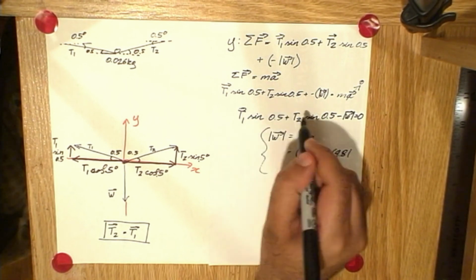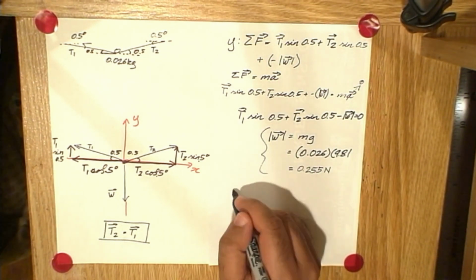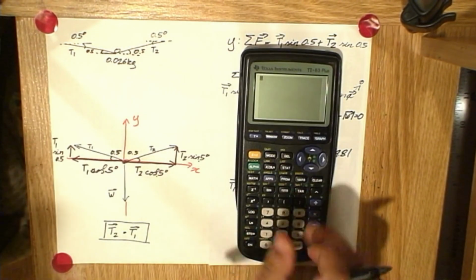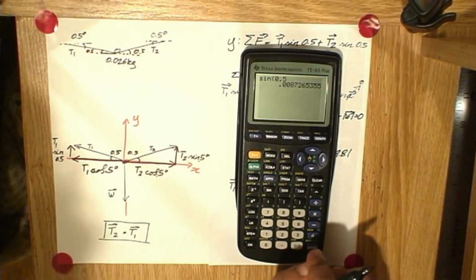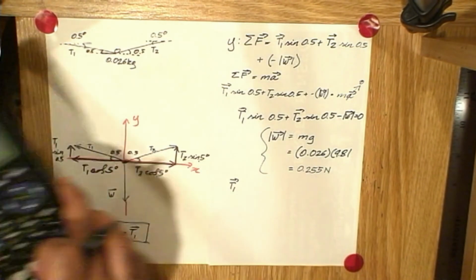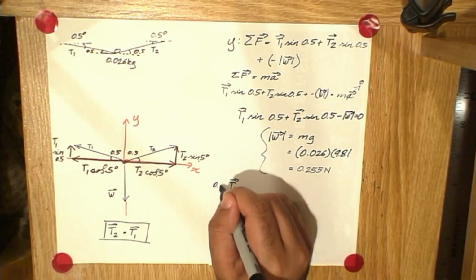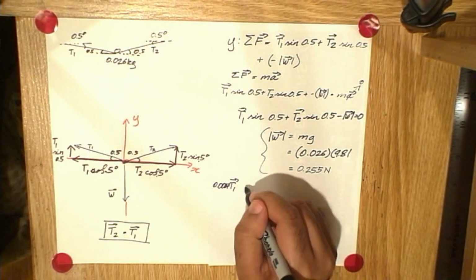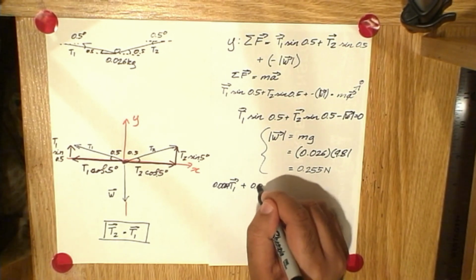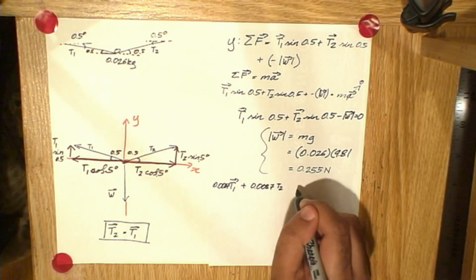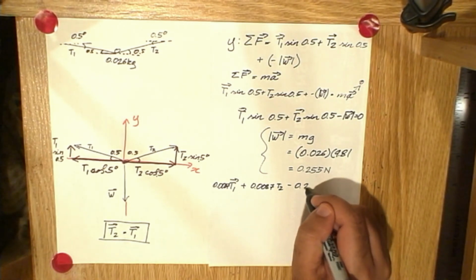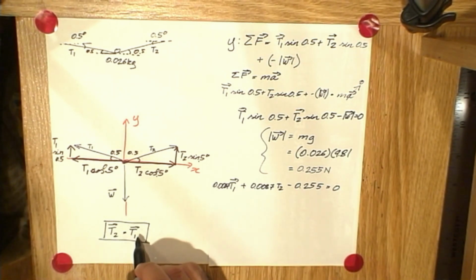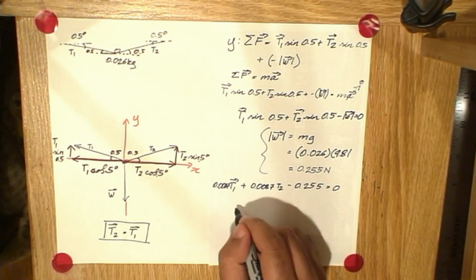So now we have solved for the weight. Now we can say that T1 times sine of 0.5 is 0.00872. So 0.0087 T1 plus 0.0087 T2 minus weight 0.255 equals 0. But T2 equals T1, so I can plug in for T2 over here.